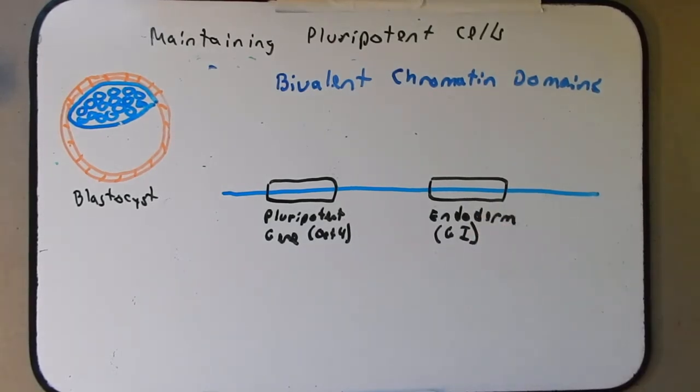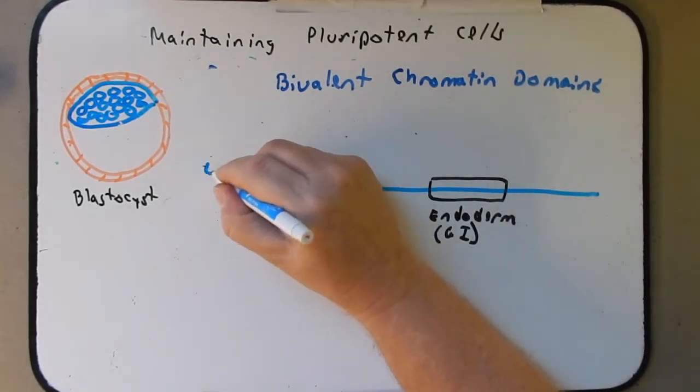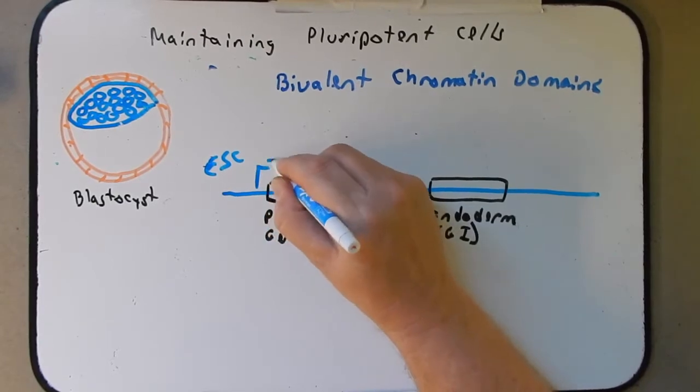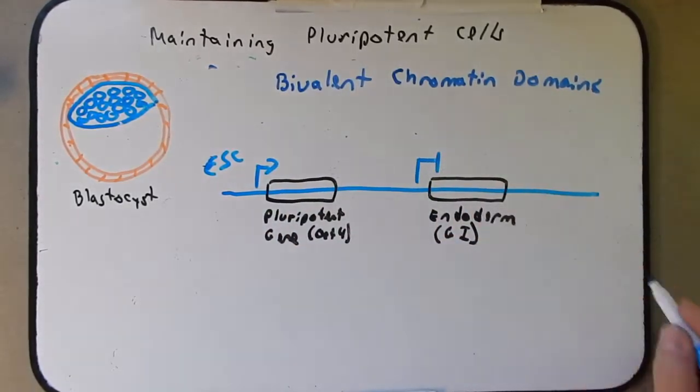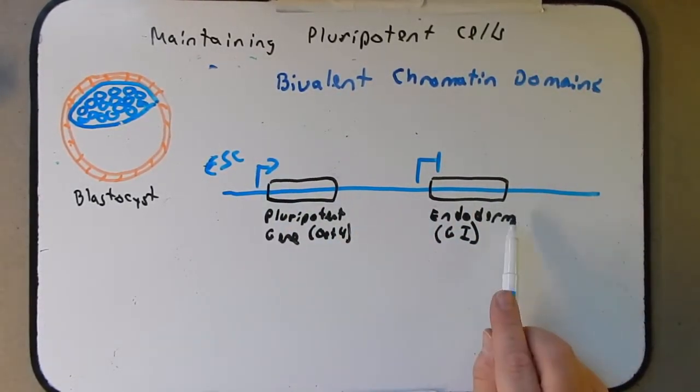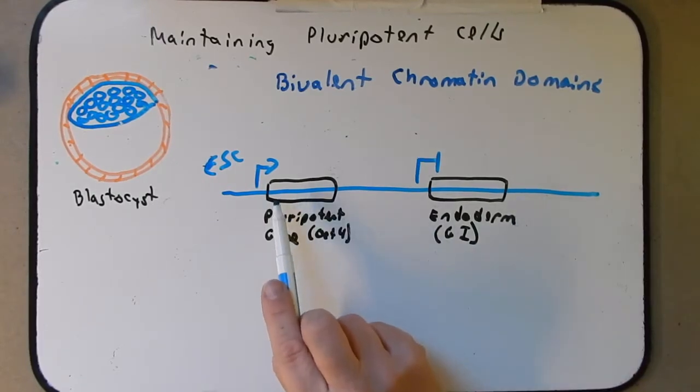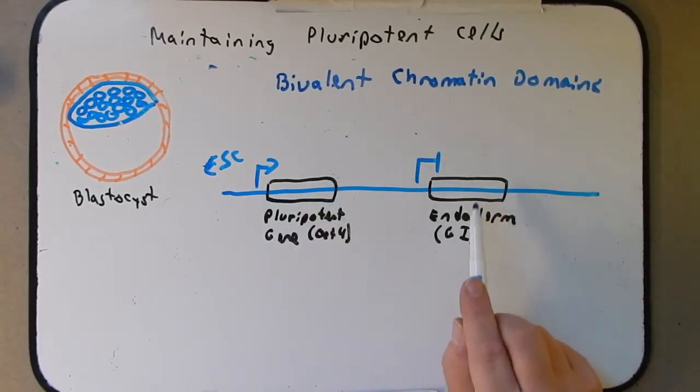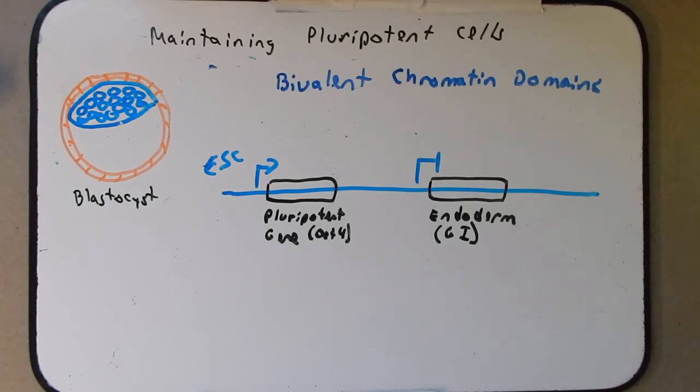Now, not surprisingly then, in the embryonic stem cell, this gene will be expressed and this gene won't. And they'll have the classic epigenetic markers on them to allow this gene to be euchromatin and this one to be turned off. Then as that cell differentiates, the reverse occurs.